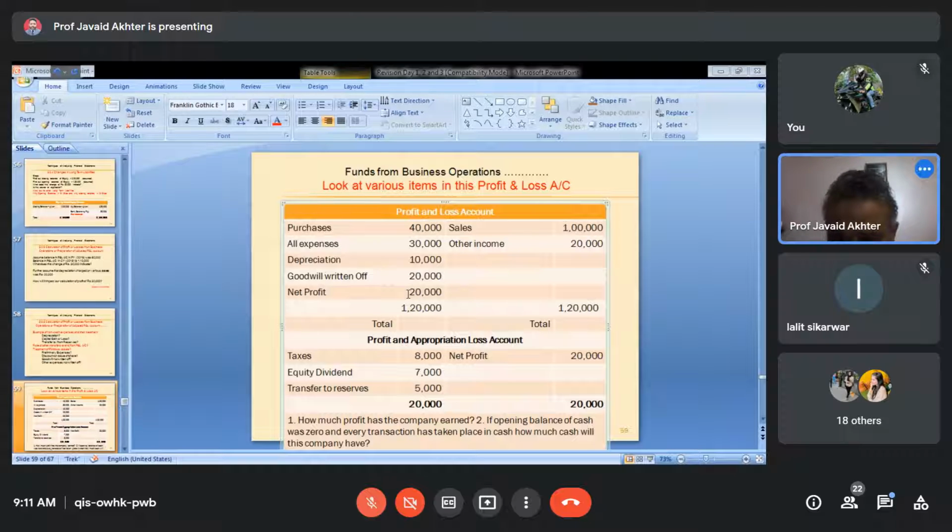Suppose, if we do so, this net profit of 20 the company has transferred to this place. From this, it has paid taxes, equity shareholders' dividend of this much, and it has transferred 20,000 to reserve. So what do we do? In order to find out the real profit or loss from the business operation, non-cash expenses are added back. Let me give you some more examples. Suppose there is an item called provision for taxes. I'll repeat, there is an item called provision for taxes. If this is only mentioned, has money gone out anywhere?